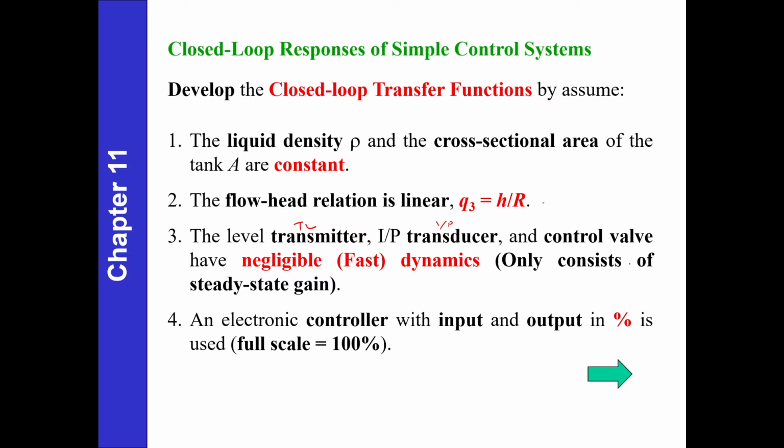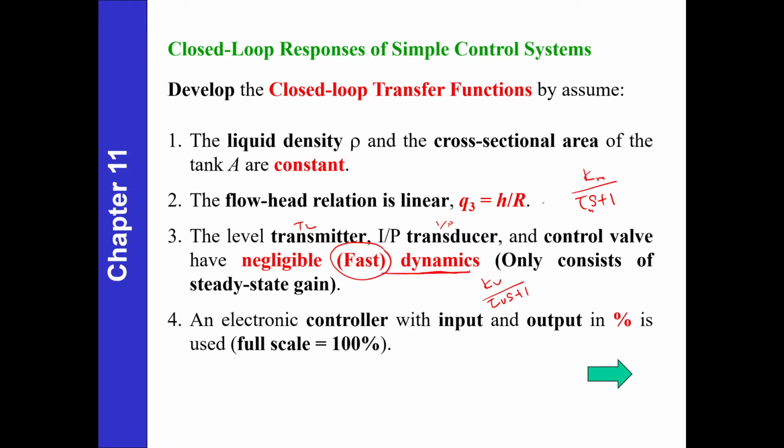What does this statement mean? This is the thing that I want you to understand. The dynamic of something is represented by a transfer function, which is K over tau s plus 1. For a transmitter, it should be Km and tau m. The same goes for a valve: Kv over tau v s plus 1. But in this statement, it has fast dynamics.